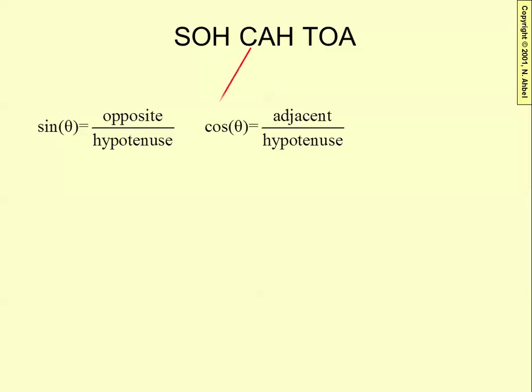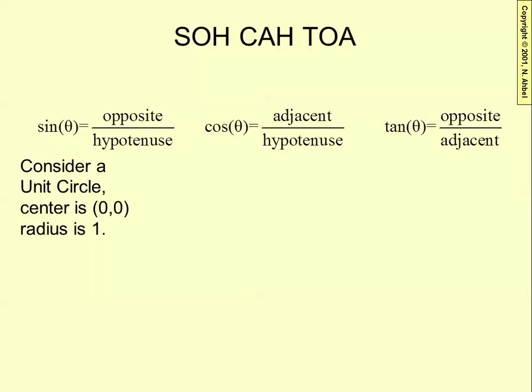Almost all students learn SOHCAHTOA, which are ratios of sides of triangles. Those are technically not definitions of sine of theta, cosine of theta, and tangent of theta. They're just given as ratios. And what we're going to do is go from this idea of SOHCAHTOA, which I'm going to assume that you remember, to an actual definition. So consider a unit circle.